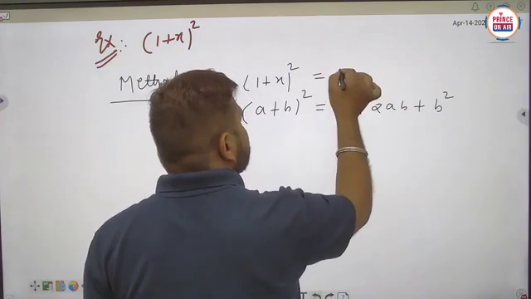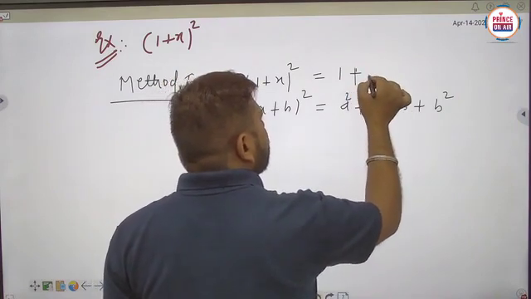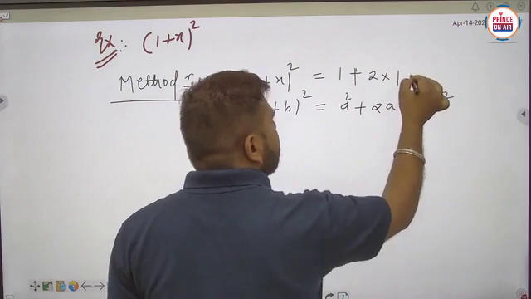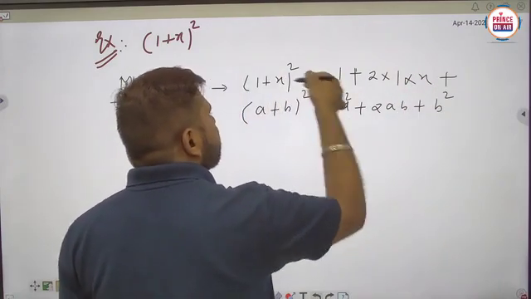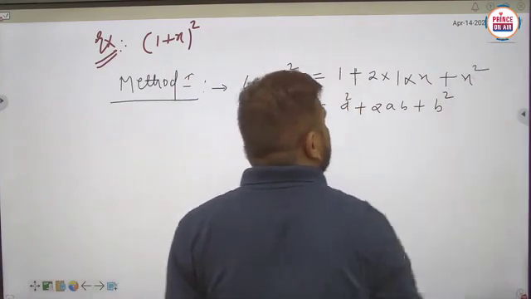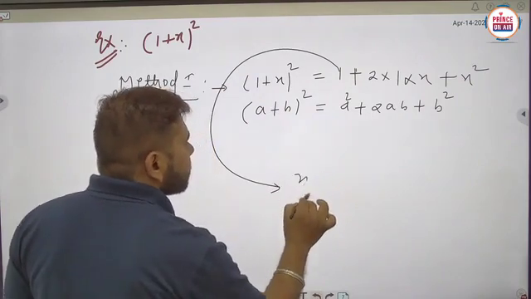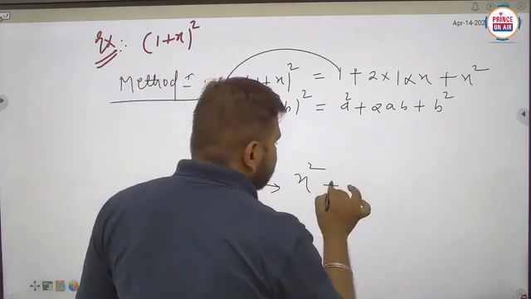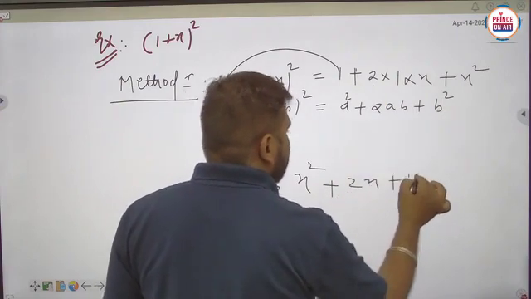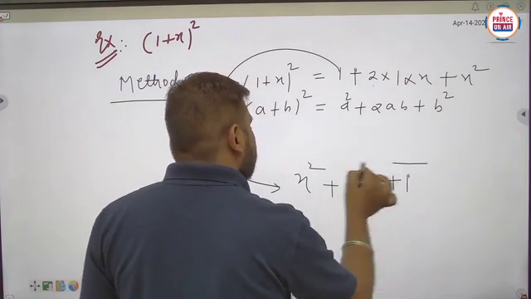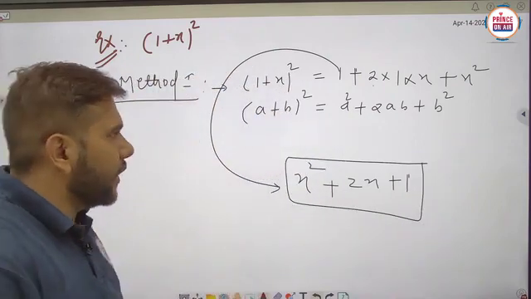a square means 1 square, which is 1, plus 2 times a times b, where a is 1 and b is x, plus b square, which means x square. So it will be x square plus 2 into 1 into x, which is 2x, plus 1. So by using this, I got x square plus 2x plus 1.